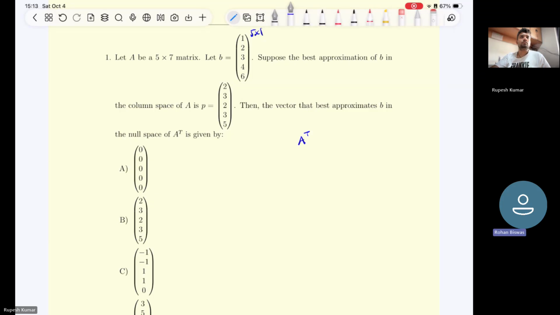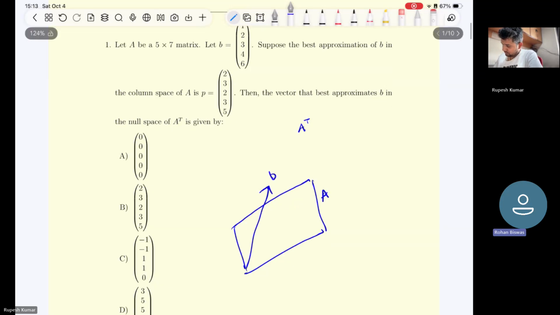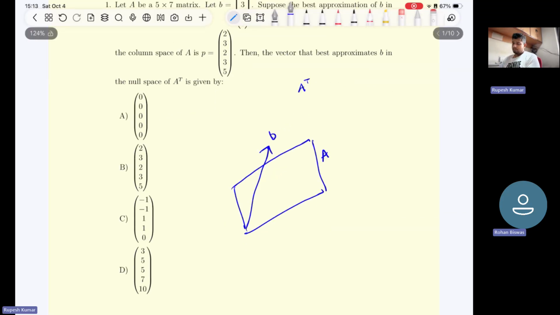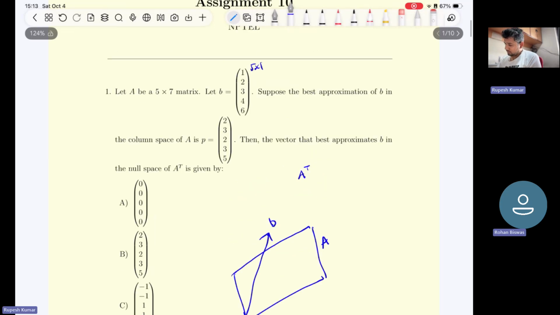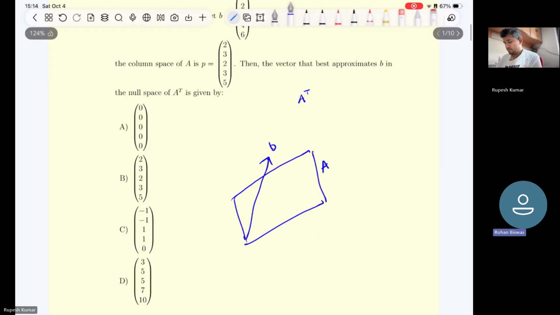Sir, we know how to approximate B on the column space of A, which we were doing all the time for the least squares solution. Now we are asking the orthogonal case. We know that the column space is orthogonal to the left null space. So now we are asking which vector approximates this B vector, which is standing perpendicular to the column space of A. So what will you do?